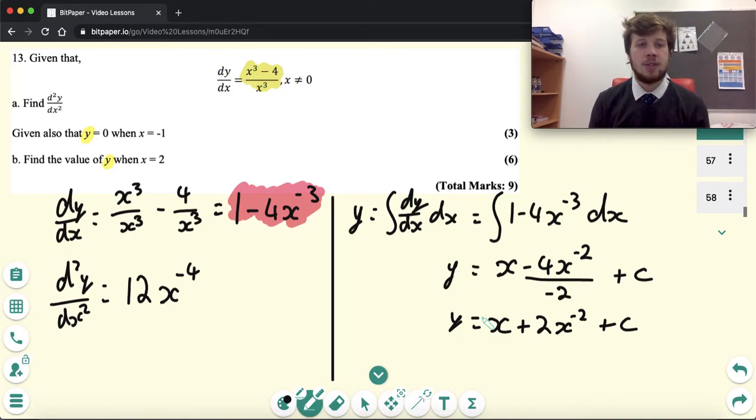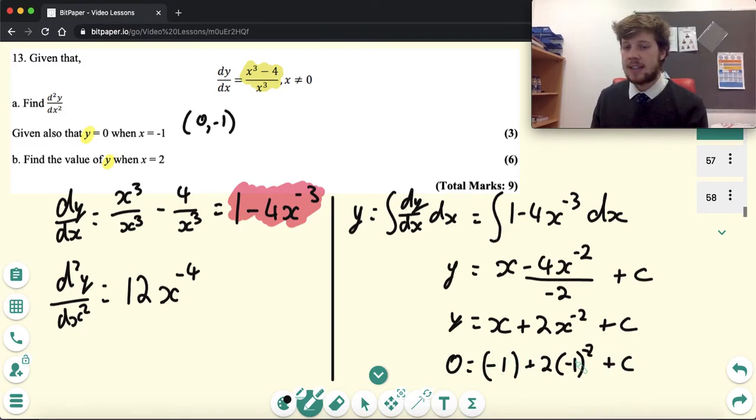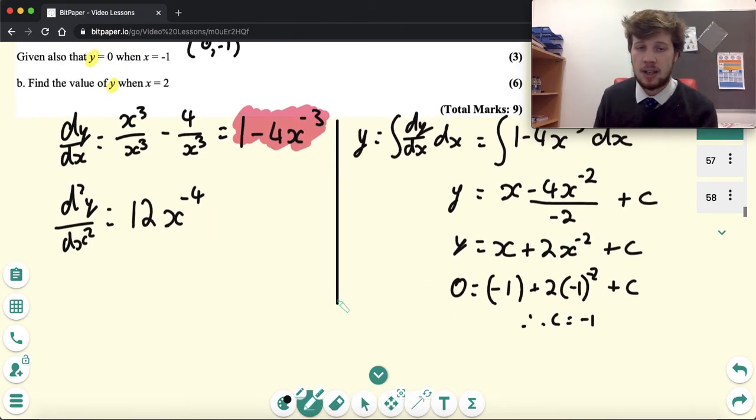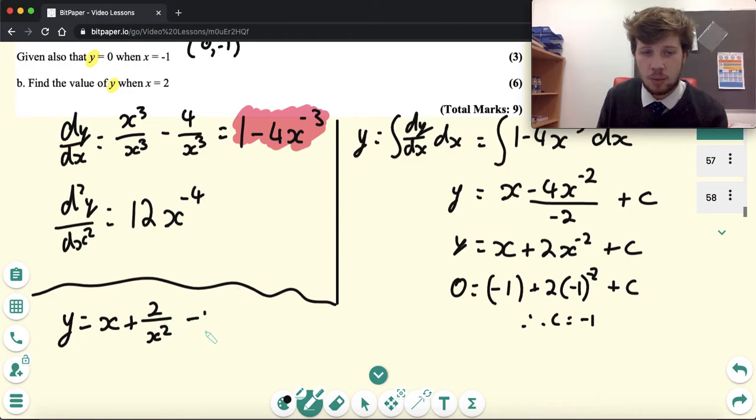Given also that y equals 0 when x is negative 1, what I'm going to do is substitute in negative 1 into here and show that it's equal to 0. So I get negative 1 plus 2 lots of negative 1 to the negative 2, plus c. Well, negative 1 add 2 is positive 1. Positive 1 plus c is equal to 0, so therefore c must be equal to negative 1. So my equation for y I can now rewrite, and I'm just going to do that over here so I've got a bit of room, is going to be x plus, I'm going to write this as a fraction, 2 over x squared, subtract 1.